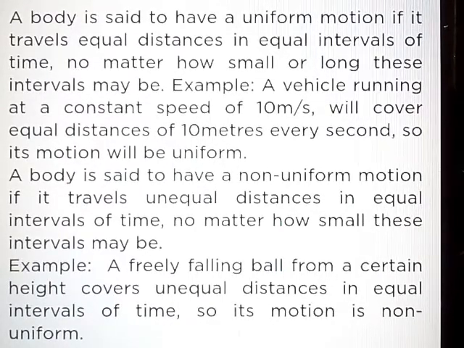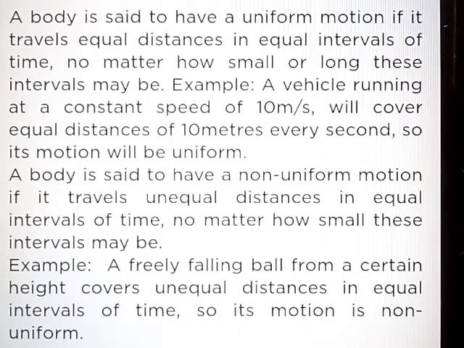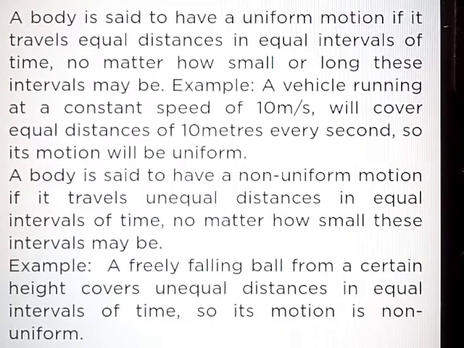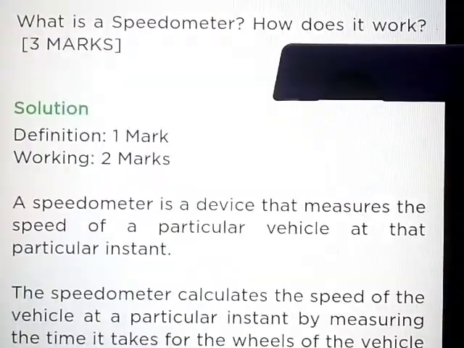A body is said to have a non-uniform motion if it travels unequal distances in equal intervals of time, no matter how small these intervals may be. Example, a freely falling ball from a certain height covers unequal distances in equal intervals of time, so its motion is non-uniform.